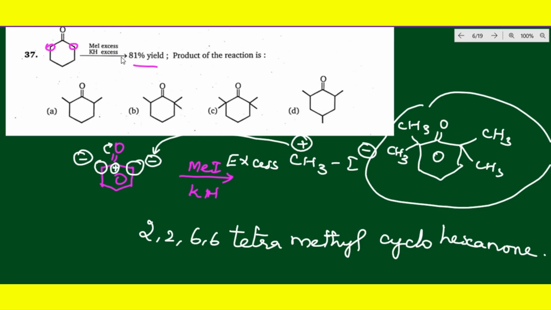So enolization, actually there is no chance of enolization because keto-enol you can think about that. But here they mentioned the word excess, and they mentioned a strong base also. So naturally, what is the product? Product C you will be getting. Hope you got the clarity.